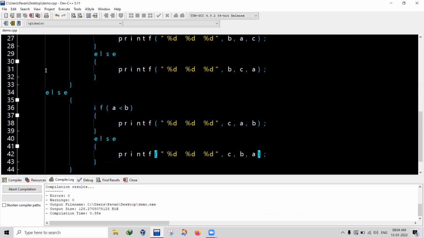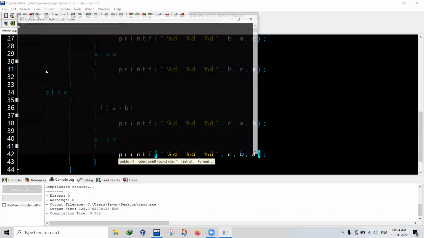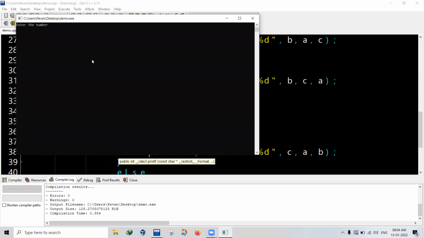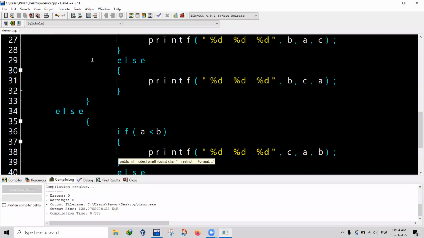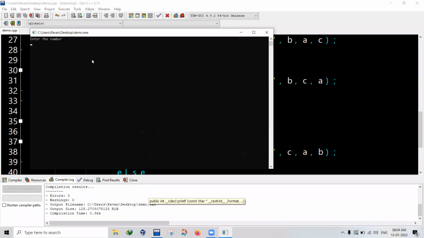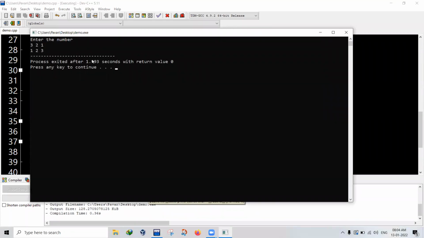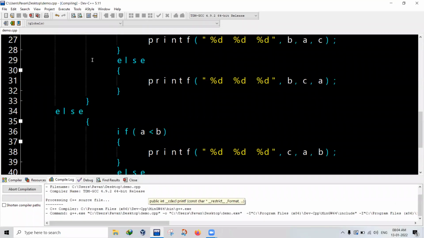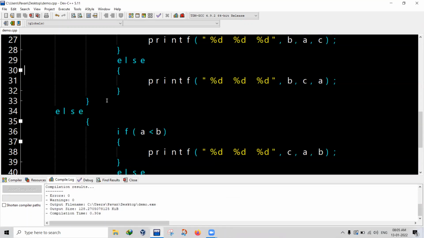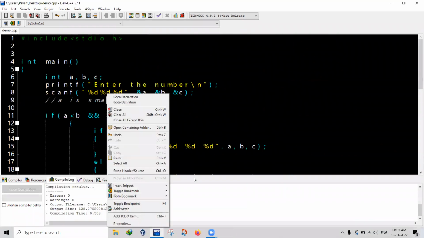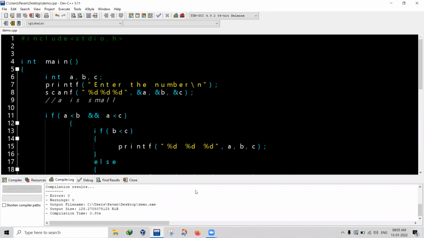You can run this program. These are the three possible cases. If you draw a flow chart, this will make your life easy. So 1, 2, 3, the answer is 1, 2, 3. Yes, the ascending order is right. 3, 2, 1, the answer is 1, 2, 3. Yes, the ascending order is right. And let's say 3, 1, 2, the answer is 1, 2, 3, the ascending order is right. So you just have to play with your program, then you can easily understand what you're trying to do.